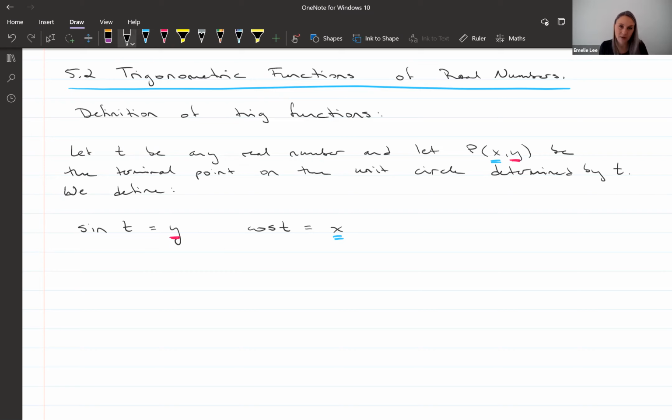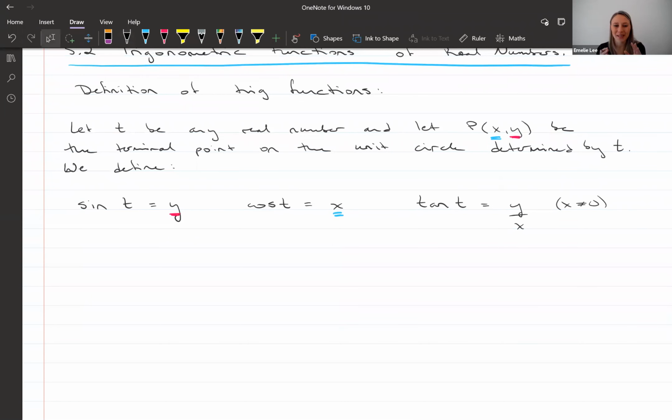And the t is the same as before too. So tan of t is going to be y divided by x, as long as x is not equal to 0, right? We can't divide by 0. So we have to keep that in mind. It also means that there are some places where the tan of t is not defined. Especially if you think about your unit circle, there are 2 points where x is 0. We'll come back to that when we talk about the domain, but it's just something to keep in mind as we go along here.